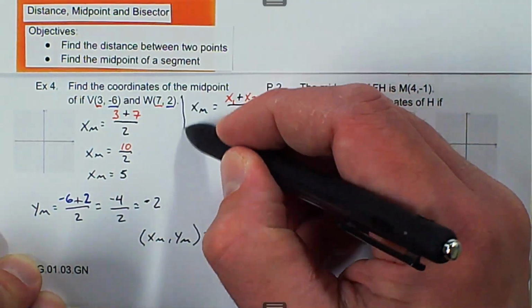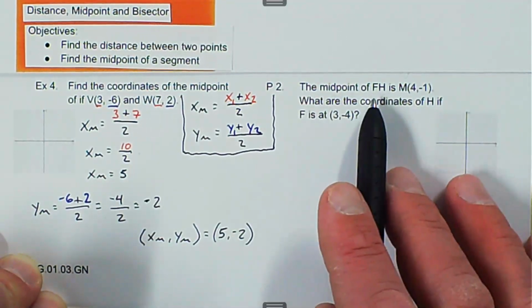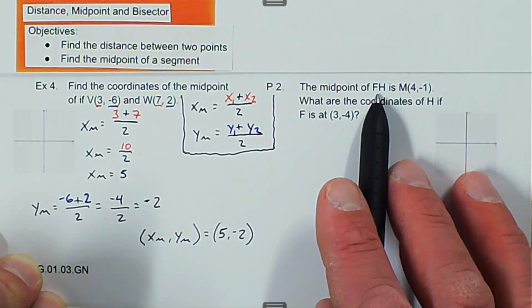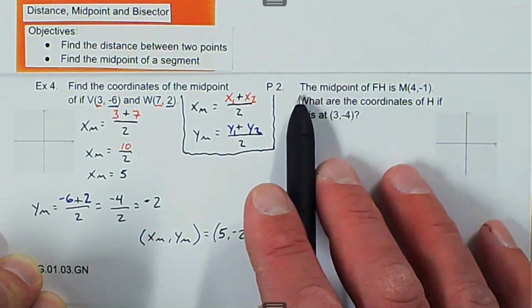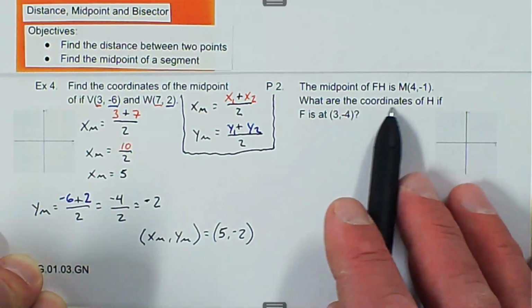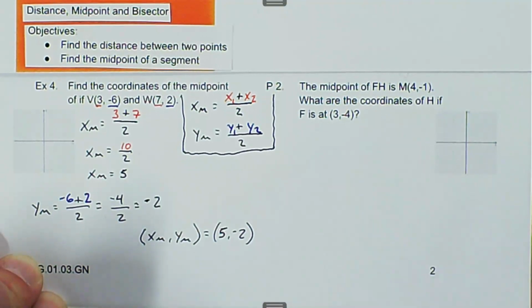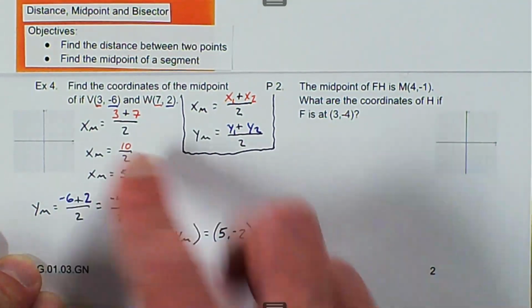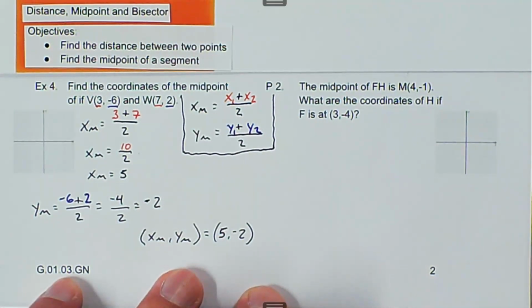Now we can use these same formulas to do practice number 2. Find the midpoint of FH. The midpoint of FH is M, 4, -1. What are the coordinates of H if F is at 3, -4? So this one's a little bit different. Where the last one gave us the two ends and we had to find the middle, this one gives us one end and one midpoint, and we want to find the other end.